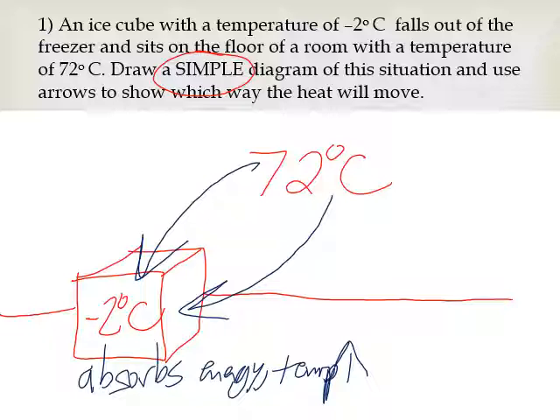The room, the air surrounding the ice cube now, is losing energy. It's giving energy to the ice cube. So because the air is losing heat energy, its temperature is going to drop a little bit. So its temp will go down as it loses energy.